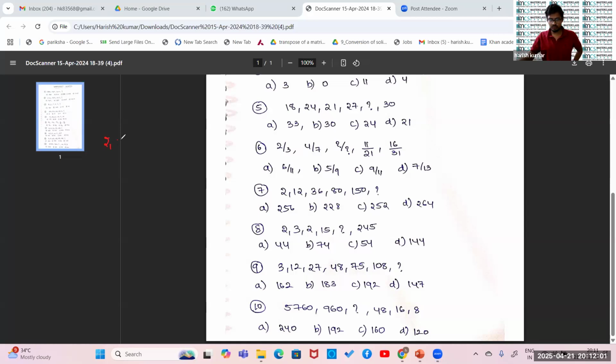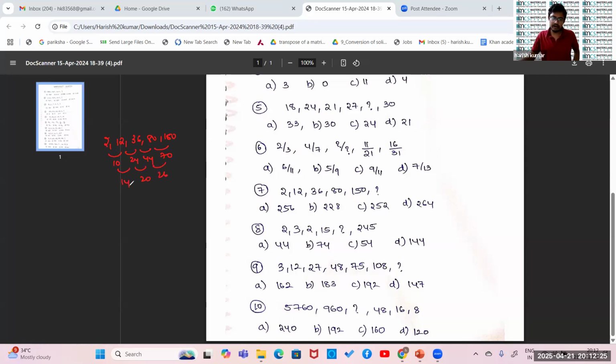So it is 2, 12, 36, 80, 150. So what is the first approach that we'll try? We'll try the differences approach. So here the difference is 10, 24, 44, 70. I'm not seeing any pattern in this. So I'll go one step further. So this is 14, this is 20, this is 26.